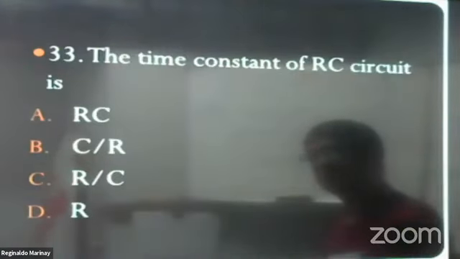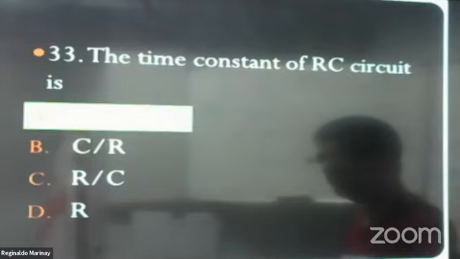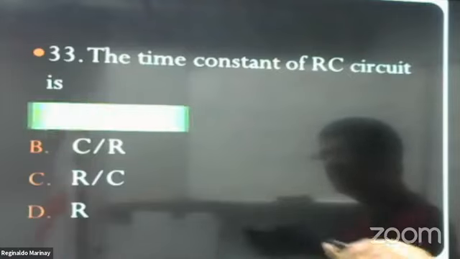Next number. The time constant for RC, of course, RC lang rin yon. Dati CR, pangit pakinggan, no? RC rin. Okay.